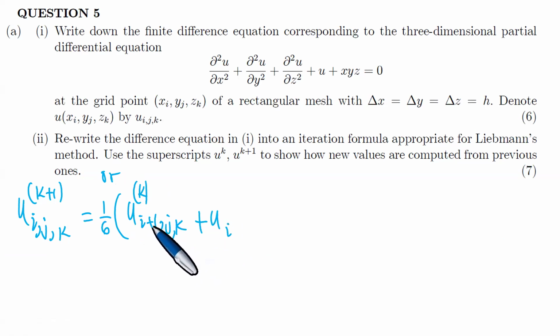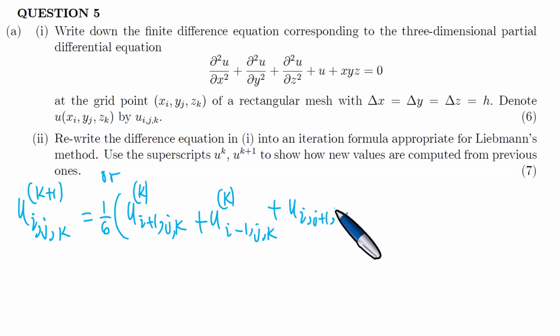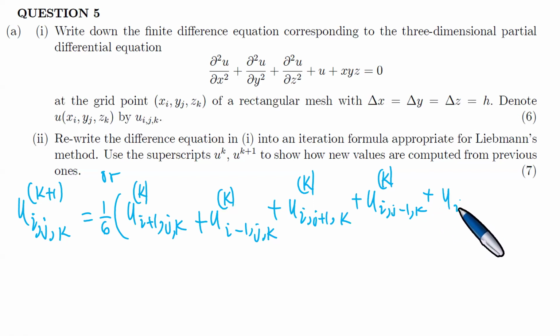We know that we write u_i+1 and then you write u_i-1. Why? Because it is from the d squared u dx squared. It affects the first components, right? u_i+1, u_i-1. Then there's j and then k. And then this one, plus u_i,j+1,k with superscript k, and u_i,j-1,k with superscript k, and u_ij,k+1. Okay, we're going to check these superscripts to make sure they are the kinds of superscripts we need.